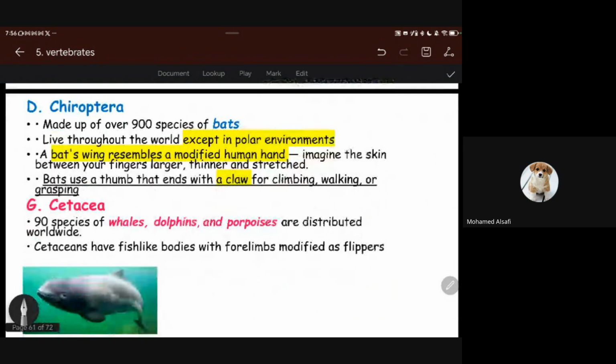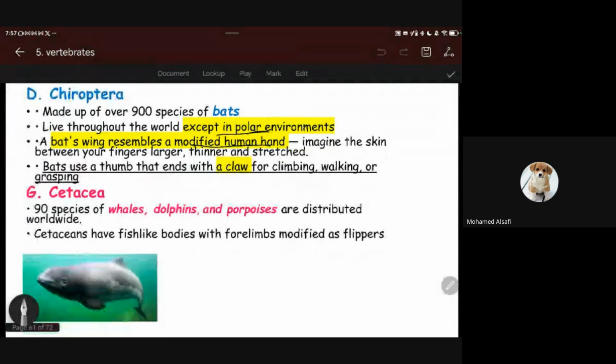Chiroptera, made up of over 9,000 species of bats. They live throughout the world except in the polar areas where it's very cold, and their wing resembles a modified human hand. So the bat wing could look like a human hand. For you to imagine it, look at the skin between your fingers. If it's larger and thinner, this is what the wings of the bat look like.